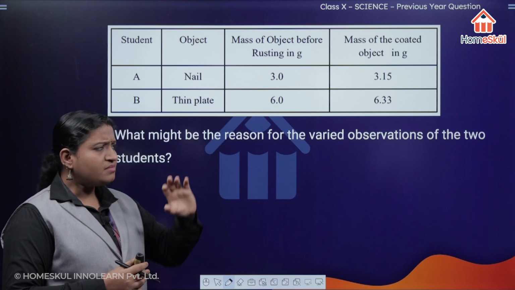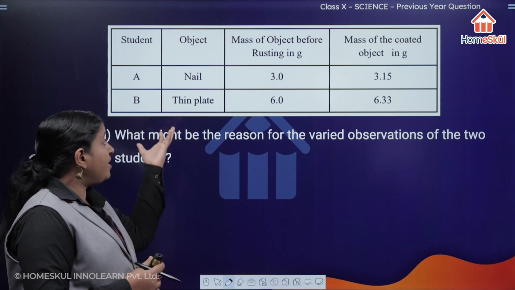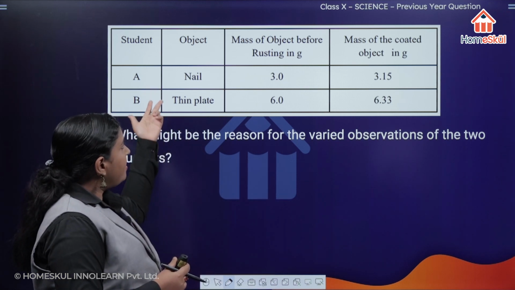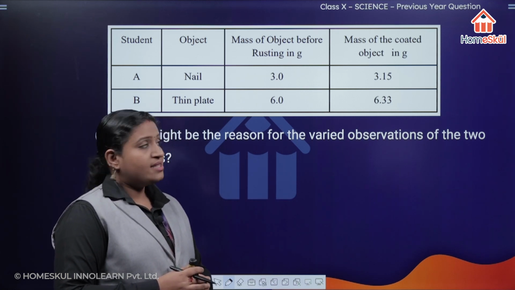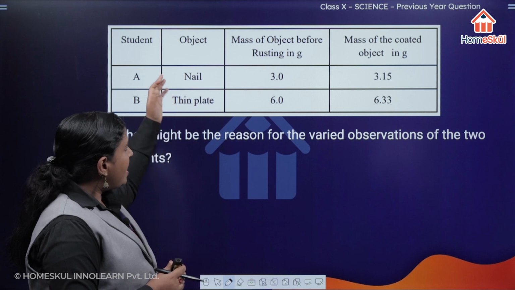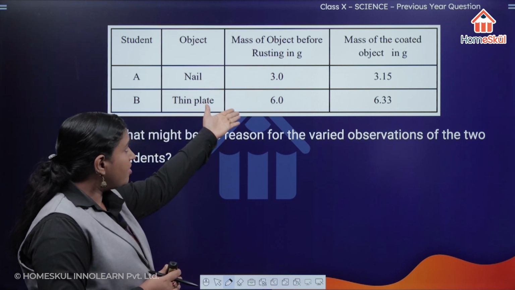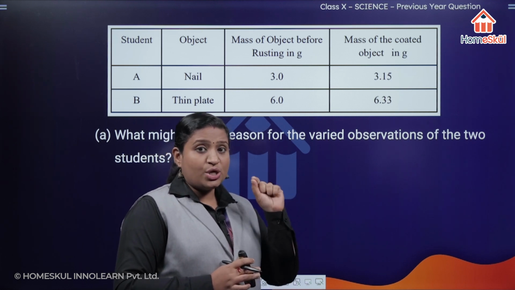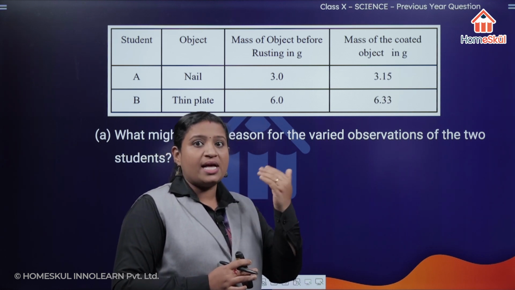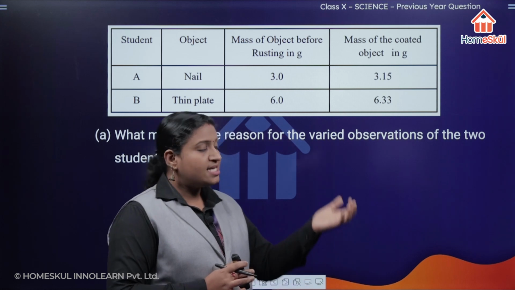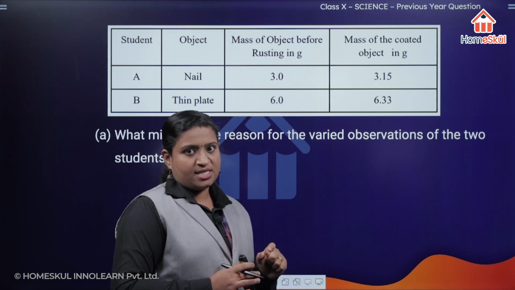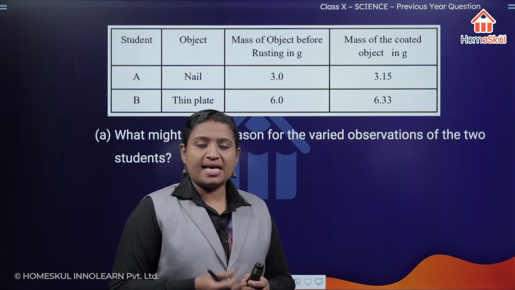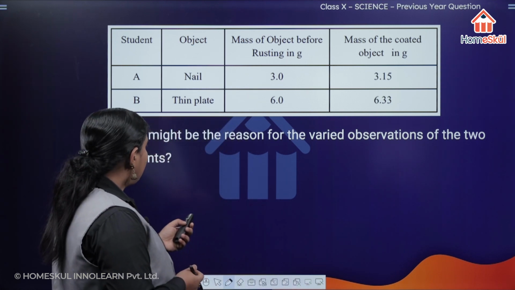But the extent of the rusting is different in the iron nail and in the thin plate. That's why the mass of the object before rusting and after rusting is changed. So, it is due to the formation of rust that the mass of the object increases after rusting has taken place. Okay.